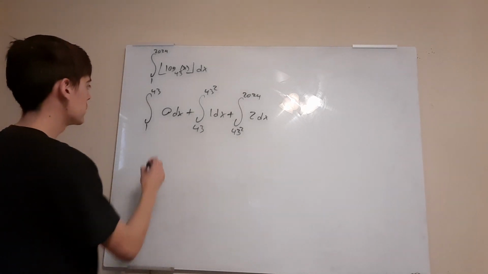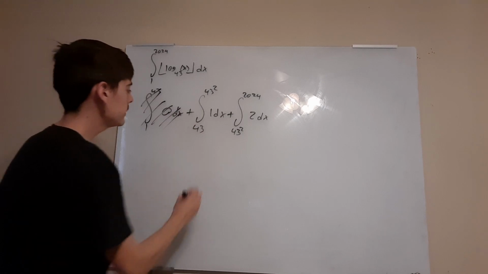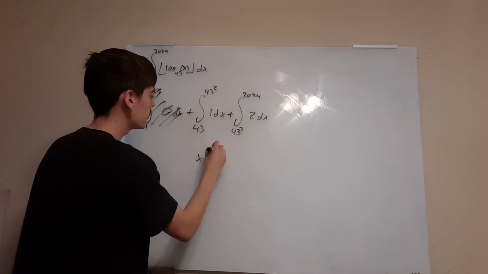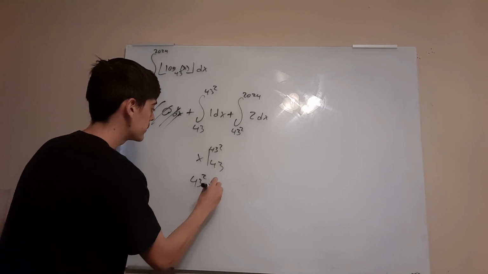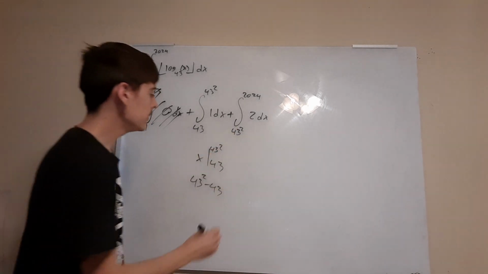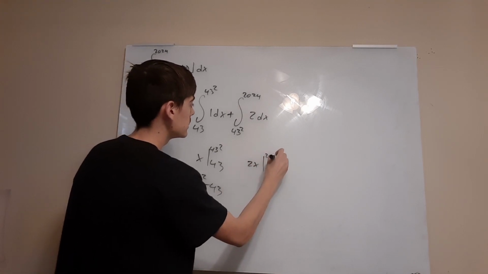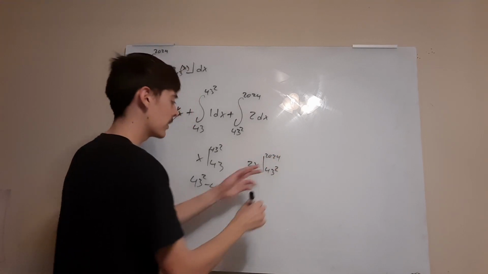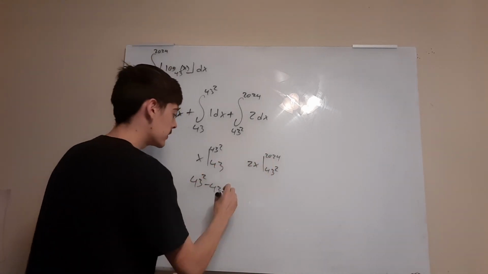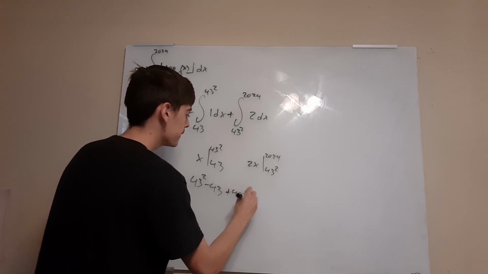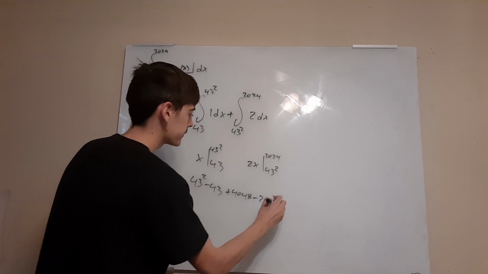Now integrating these is really simple. The first one was 0, so that just goes away. This next one is just x from 43 to 43 squared, so this will be 43 squared minus 43. This last integral is going to equal 2x from 43 squared to 2024. So plugging this in, 2 times 2024 is going to be 4048. And I'm going to leave it as minus 2 times 43 squared for now.